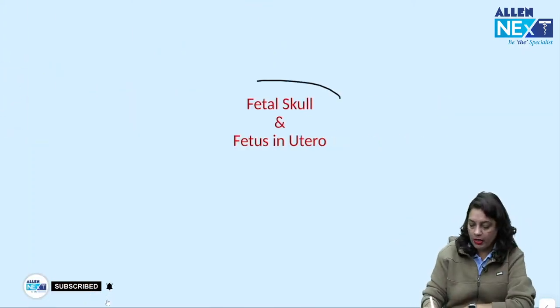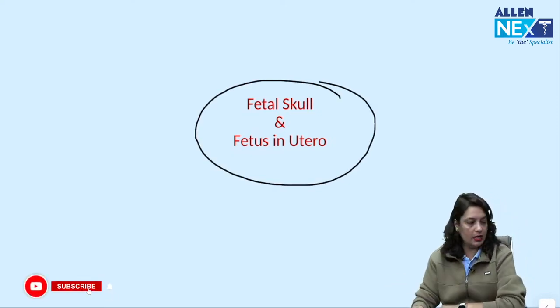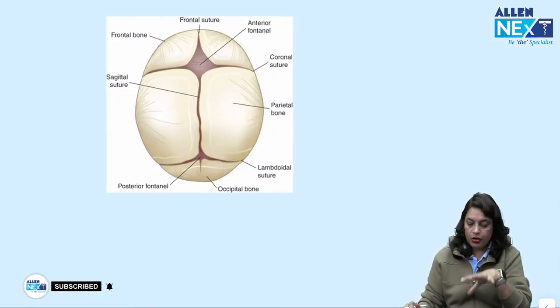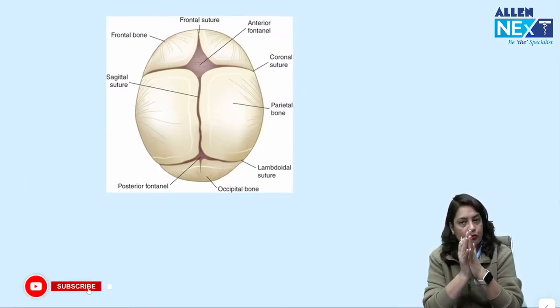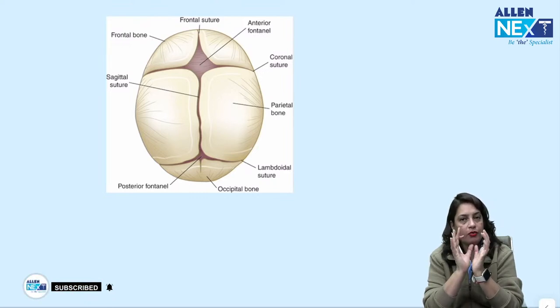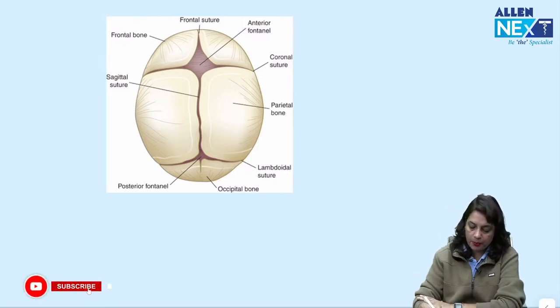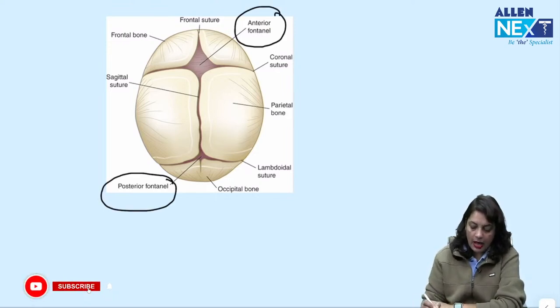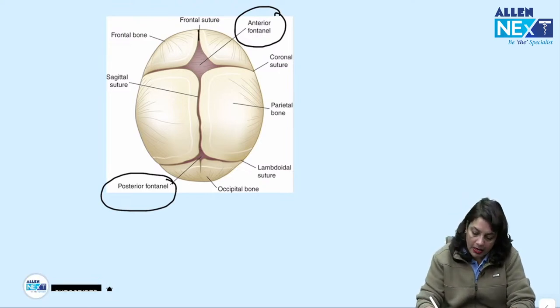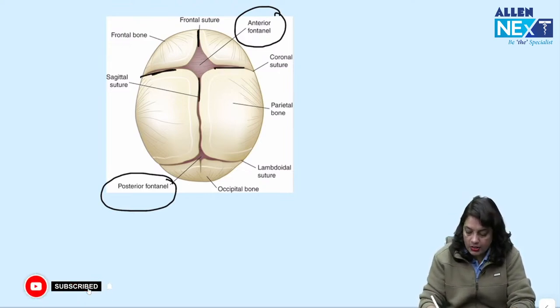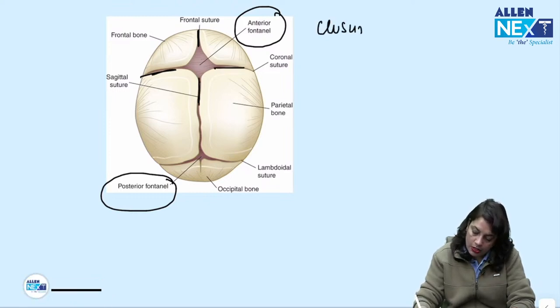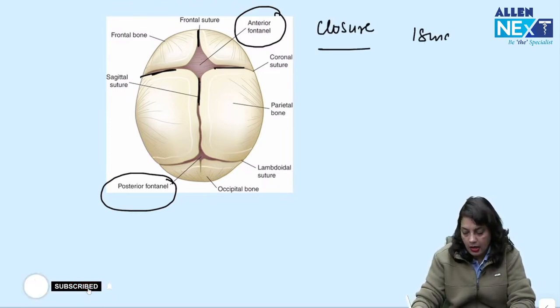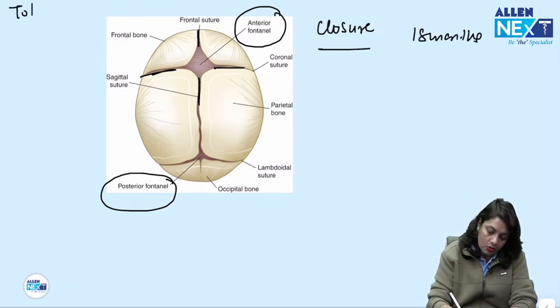Now, important is the fetal skull and fetus in utero. You are supposed to know the boundaries of vertex, boundaries of face, boundaries of brow. Plus, you are supposed to know the boundaries of the anterior fontanelle and posterior fontanelle. Anterior fontanelle is bounded by frontal suture, coronal sutures and sagittal sutures, and closure of the anterior fontanelle occurs at 18 months of age. Total number of fontanelles in intrauterine life is 6.